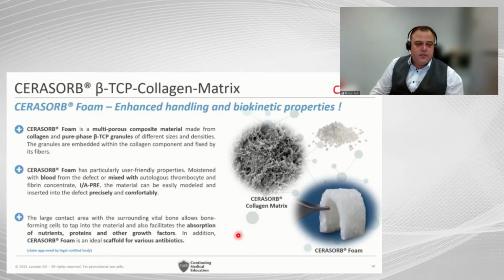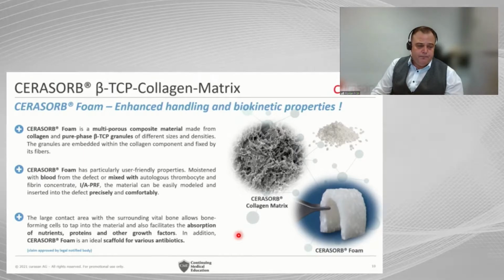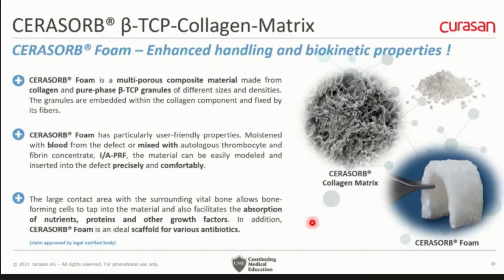CERASORB Foam has particularly user-friendly properties because, moistened with blood from the defect or mixed with autologous thrombocyte and fibrin concentrate, i-PRF and A-PRF, the material can be really easily modeled and inserted into the defect precisely and comfortably. The large contact area with the surrounding vital bone allows bone-forming cells to tap into the material and also facilitates the absorption of nutrients, proteins, and other growth factors.